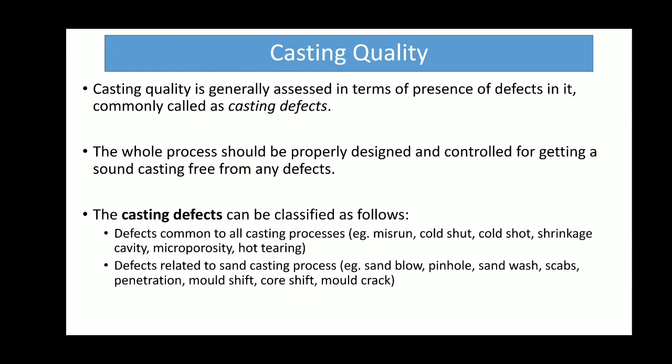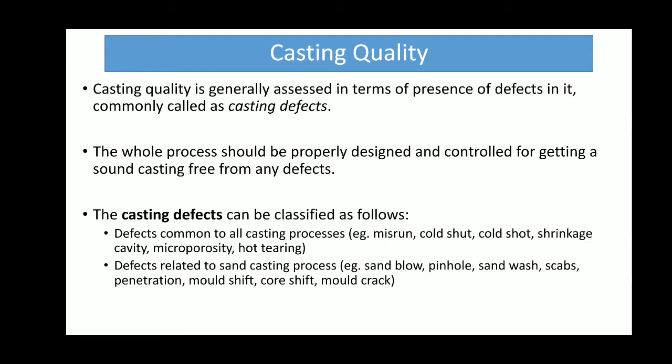We must have quality checking, and we must maintain that particular quality, and ultimately decide the acceptance or rejection of the part that is being manufactured. That we have to check, and for that we have to know about the casting quality. Generally, casting quality is judged in terms of defects, whether those defects are present or not. Based on that we discuss the casting quality.